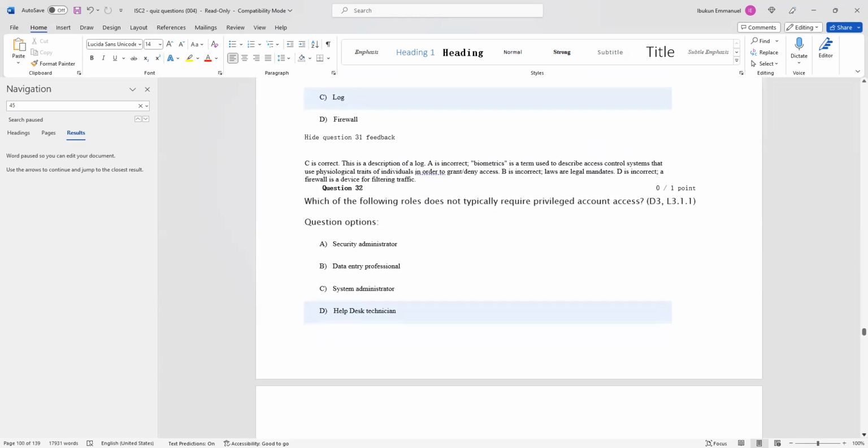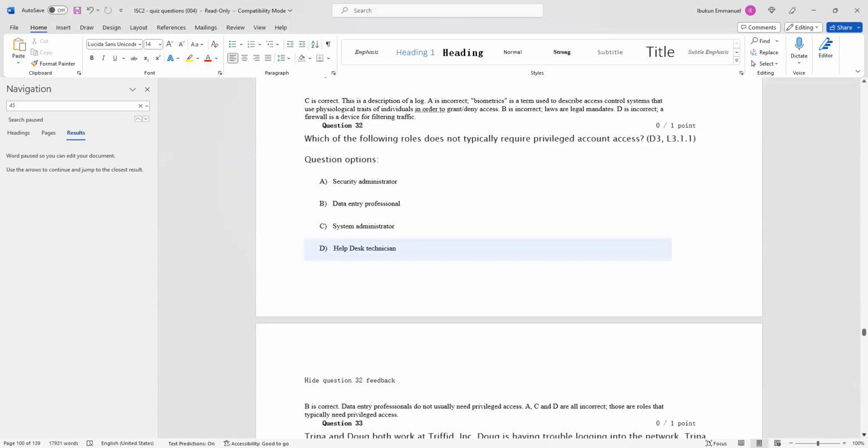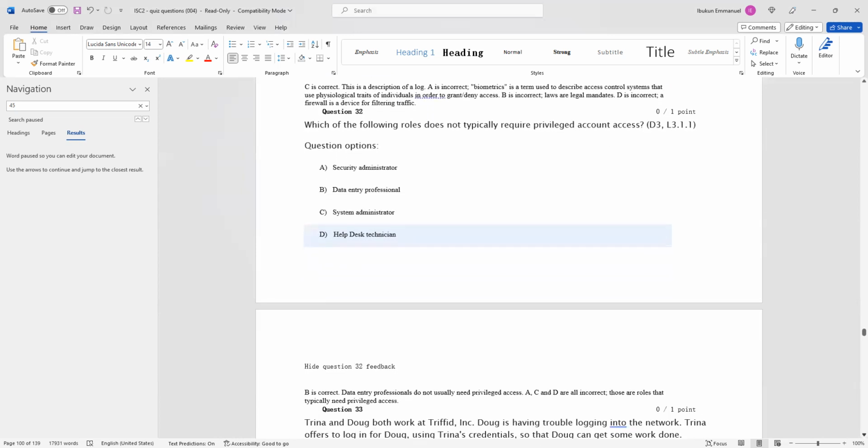Which of the following roles does not typically require privileged account access? The security administrator, data entry professional, systems administrator, or the help desk technician? Which of those doesn't really require privileged account access? Any help? Any questions? That is not the help desk technician. It's definitely the data entry professional.